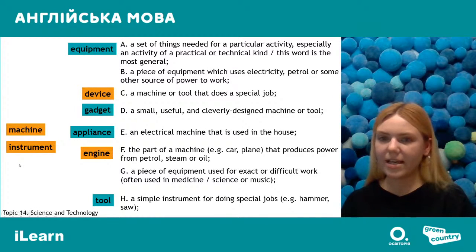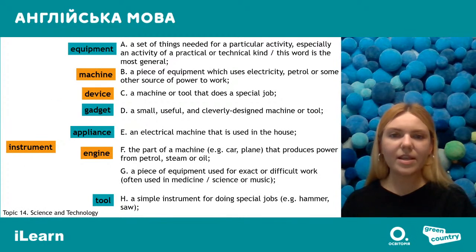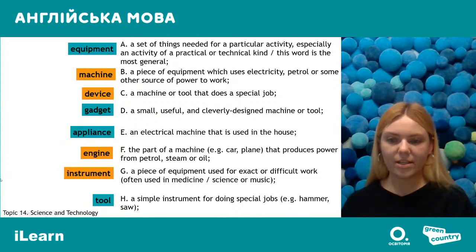Then we have machine, that is B, okay, a piece of equipment which uses electricity, petrol, and some other source of power to work. And instrument, that is G. And again, what is the difference between an instrument and a tool? So a tool is usually very, very simple. An instrument is more complex, more sophisticated. It is some equipment we use for exact or difficult work. For example, we can use some instruments in medicine, science, or music. When we talk about musical instruments, we also use this word, yeah? So like guitar, piano, they are musical instruments.